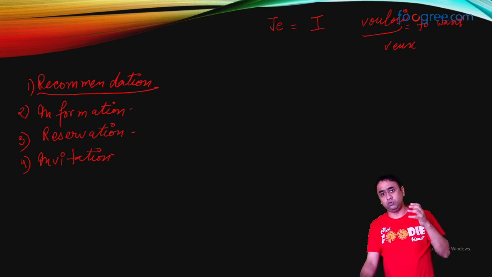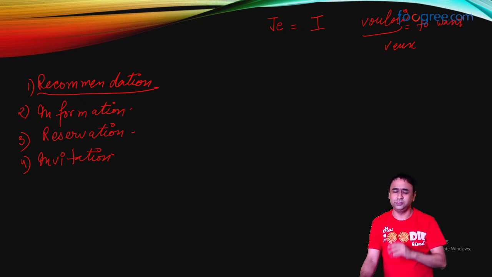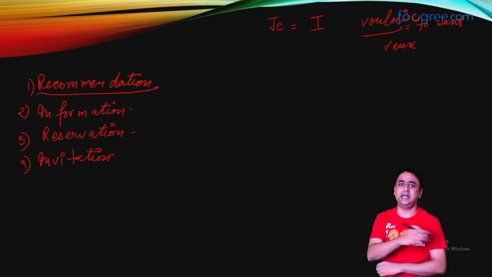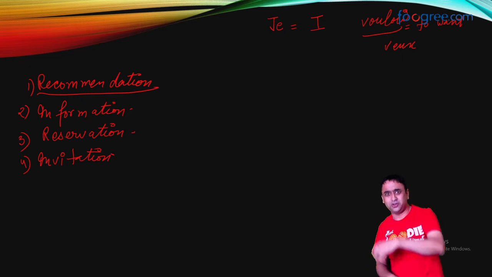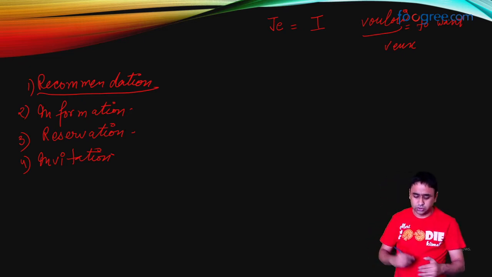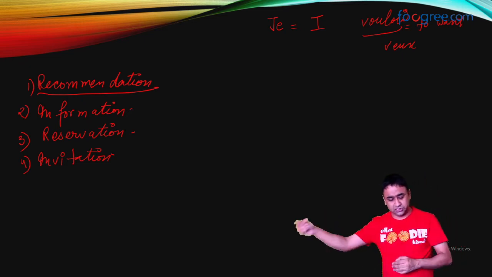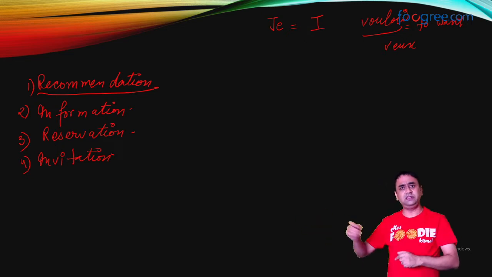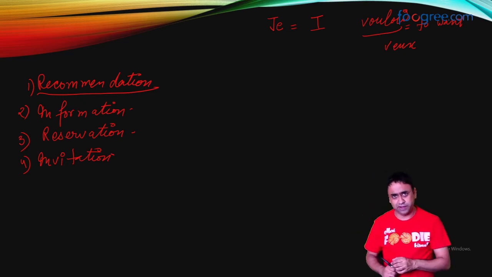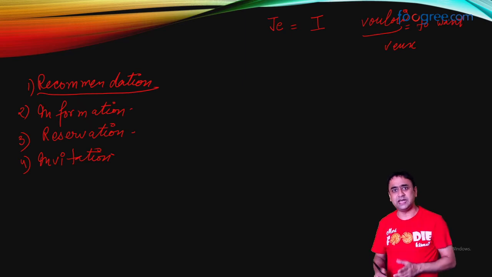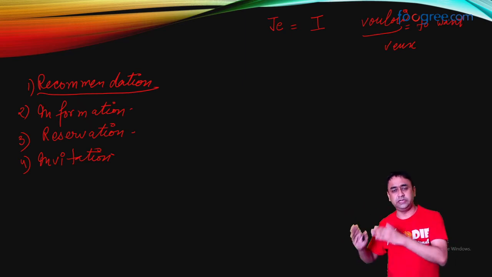So I'm using words that have ion at the end. Don't worry, you will commit mistakes like this boy in the beginning, but you will see after watching my full video, he's going to reply to me right. So you are also going to learn. So let's start. Recommendation, information, reservation, invitation. I have taken only four words as a sample to teach you how to speak these types of words in French. Now I will split these words into two parts.